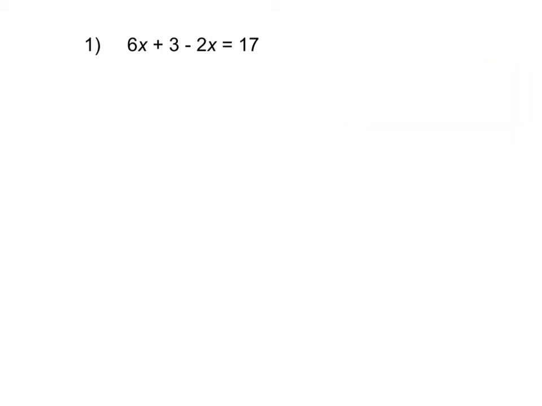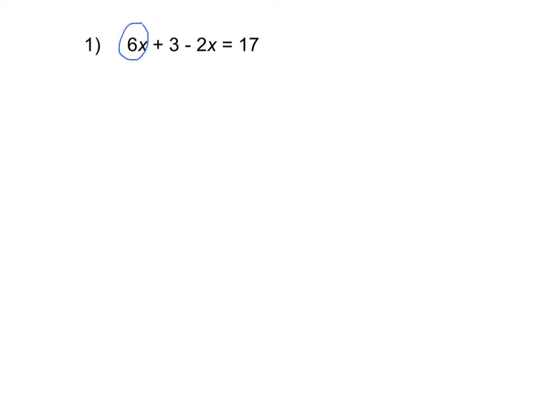So let's take a look at a problem that we can work out. First thing we want to do is identify what are called the like terms. These are where it's either the same variable or a constant. So if you look on the left side, we have 3 terms. We have the 6x, we have a 3, and we have a negative 2x, or a minus 2x. So we have 3 terms, but 2 of them are basically the same type of thing.